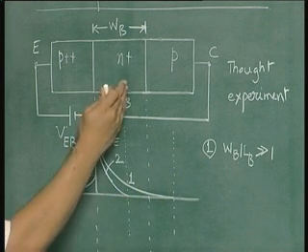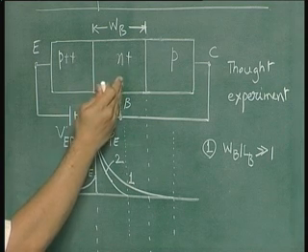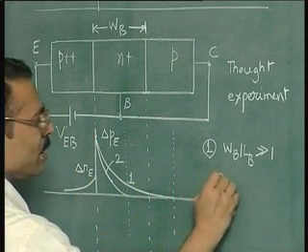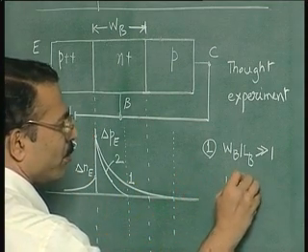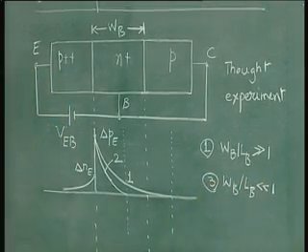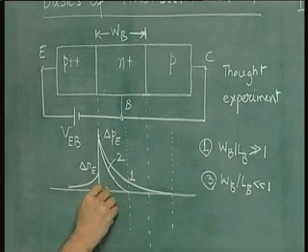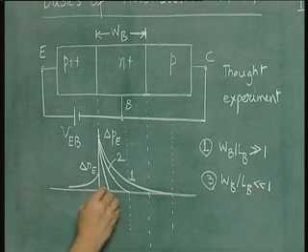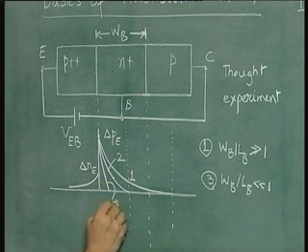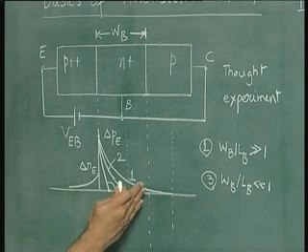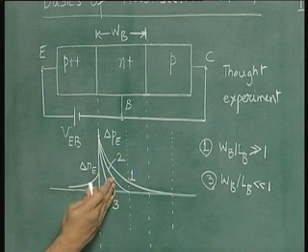Finally, if your base width is reduced drastically so that you have the condition WB by LB much less than 1, this is the other extreme. WB by LB much less than 1, that is somewhere here. Then your excess carrier concentration will look something like this. This is 3, where the base width has been reduced drastically. So the excess carrier concentrations for varying base width are shown here.